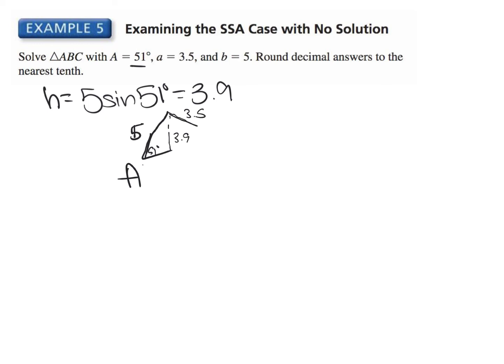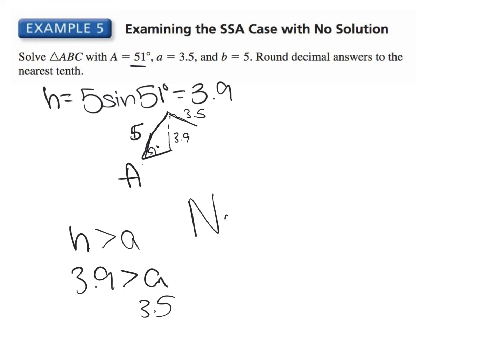The other way you can look at it is by using that setup. If H is greater than A, there's no triangle. If you look at it, 3.9 is bigger than A, which is 3.5, so there is no solution. And you're done. So it's not possible to even draw a triangle, let alone solve it.